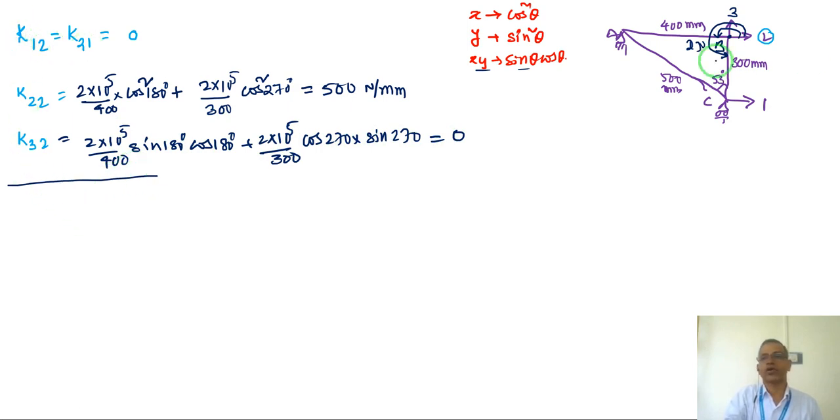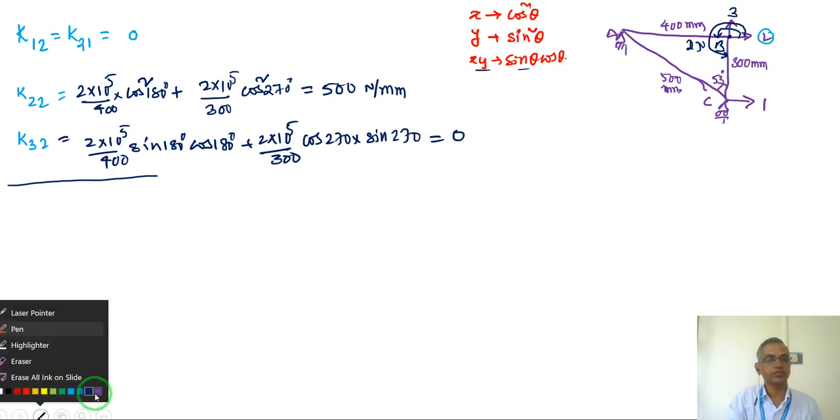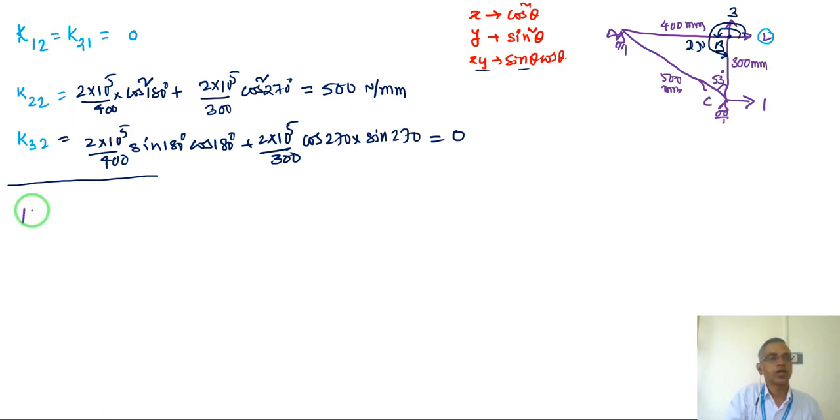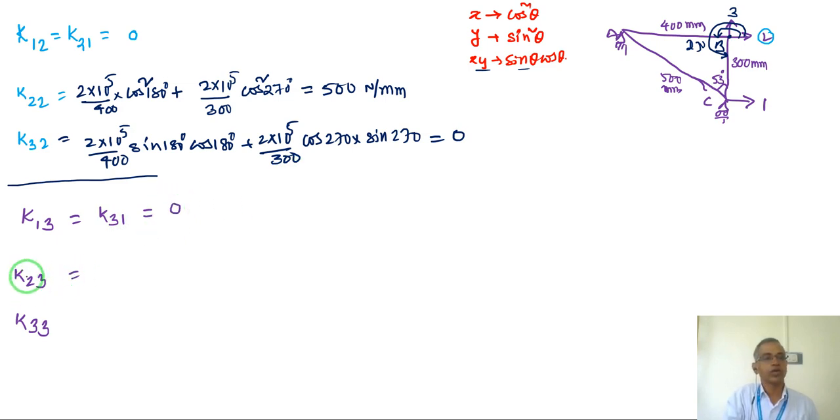So second coordinate over. Now let us go for the next coordinate, which is K13, K23, K33. So K13 equal to K31, which already we worked out as 0. K23 is equal to K32, which already we got equal to 0.